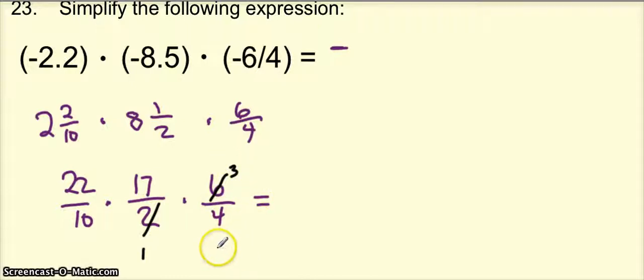I also notice that 22 and 10 are both even, so I can divide top and bottom by 2. So 10 divided by 2 will give me 5. 22 divided by 2 will give me 11.